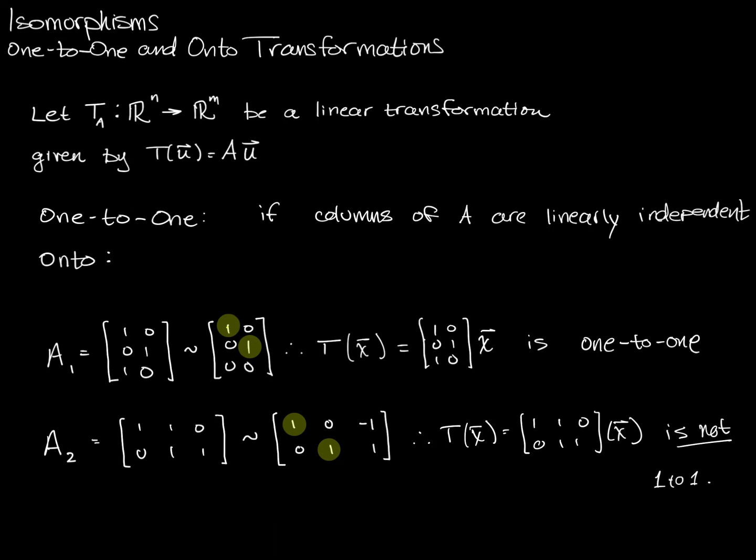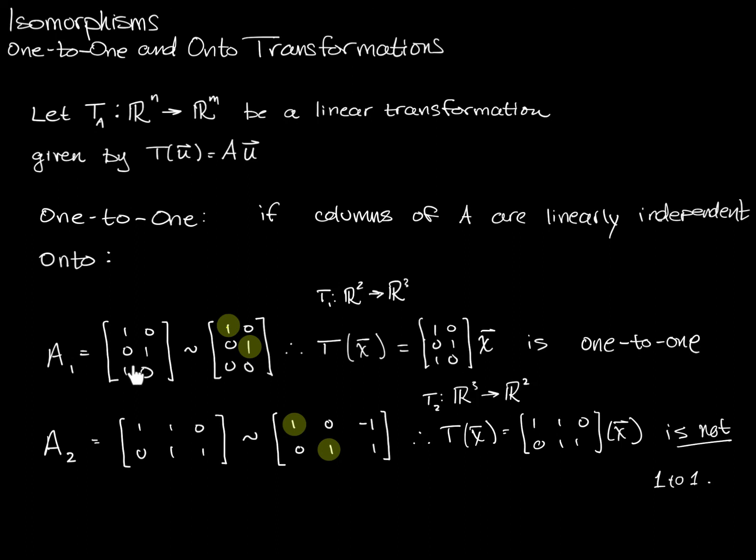Okay? Now, that's for 1 to 1, but there's also a test for onto. And that is that if the columns of my matrix A span the codomain, then the transformation is onto. So let's check that. Do the columns of A span Rm? Well, in this case, we had a transformation T that went from R2 to R3. And in this case, we had a transformation T, I'll call this one T1 and this one T2, that went from R3 to R2. Okay, it's important.